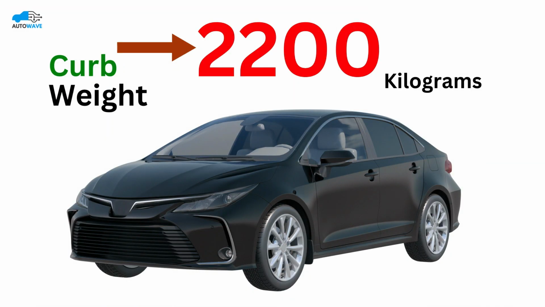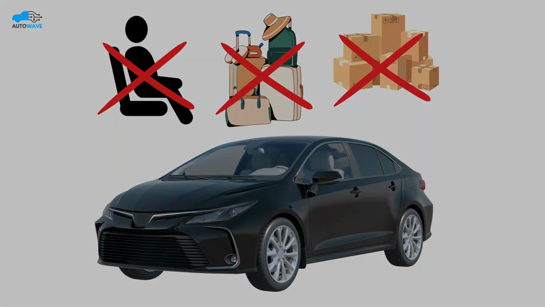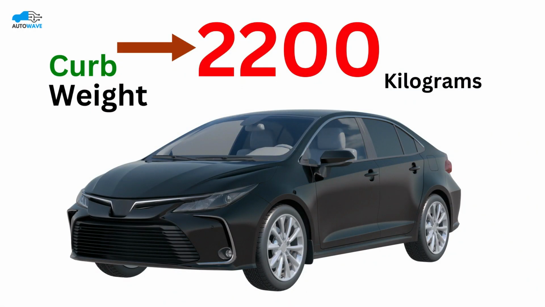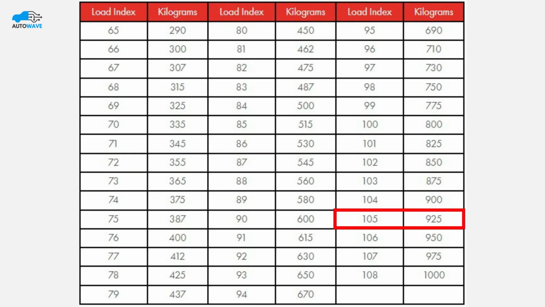Let us take another example. For example, there is a vehicle with a curb weight of 2,200 kilograms. Curb weight means the weight of the vehicle without passengers, cargo, or any extra load. In this example, the vehicle has a curb weight of 2,200 kilograms, and the load index number on its tires is 105. If we look up 105 in the load index table, it corresponds to 925 kilograms.